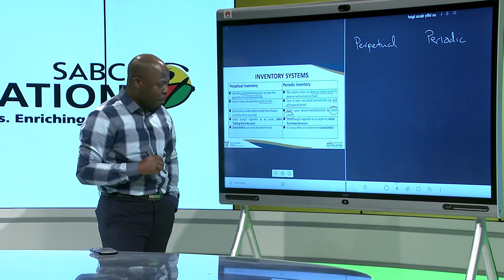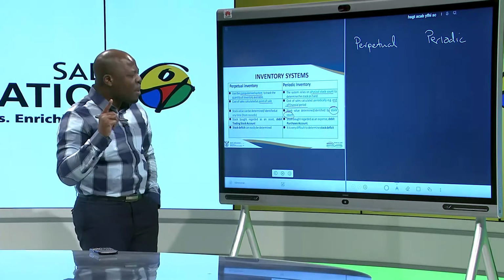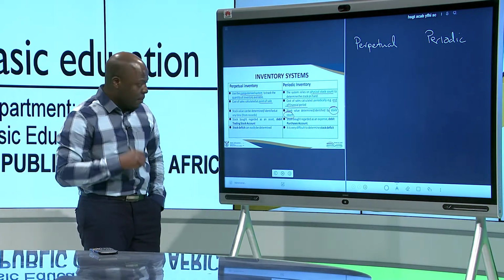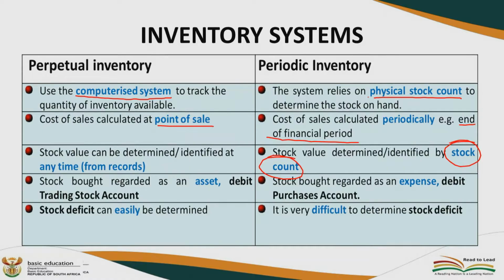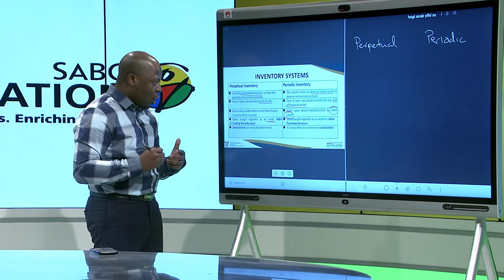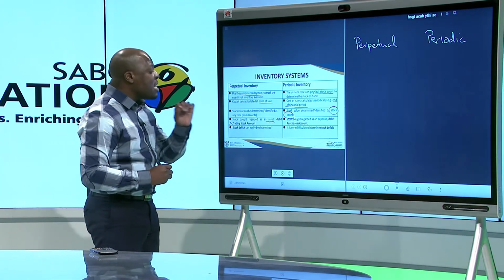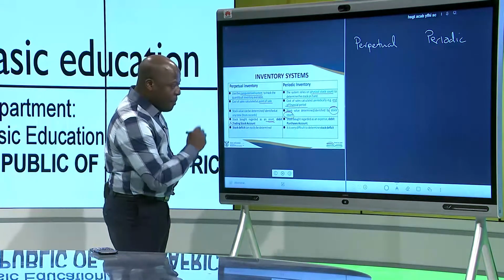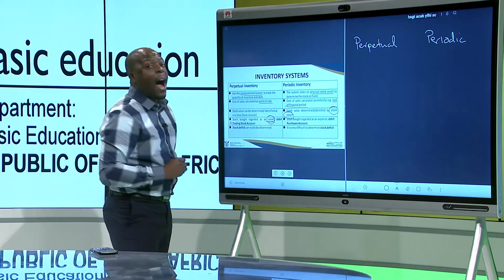Boys and girls, this is very important now, that when you are using the perpetual inventory system, when you buy stock, the stock purchased will be regarded as an asset. In other words, it simply means you will debit it in your trading stock account. All right? I'll repeat again. When you use the perpetual inventory system, when you buy that particular stock, you will debit it to your trading stock account. Why? Because it will be treated as an asset.